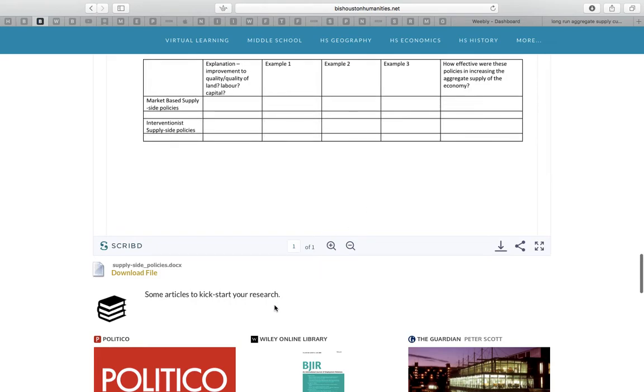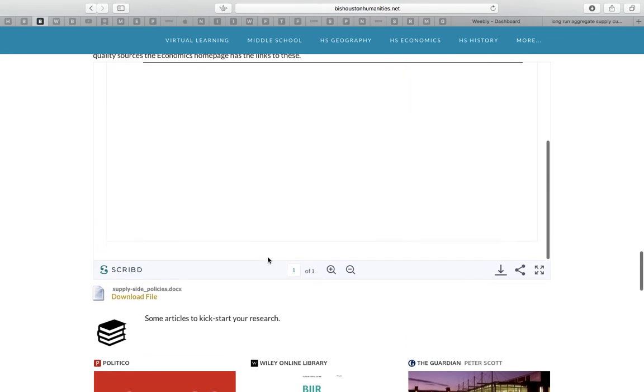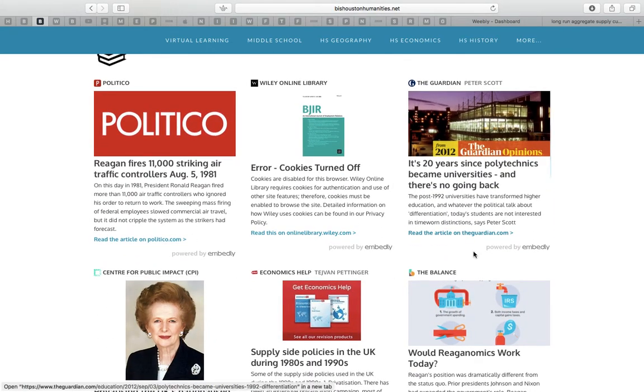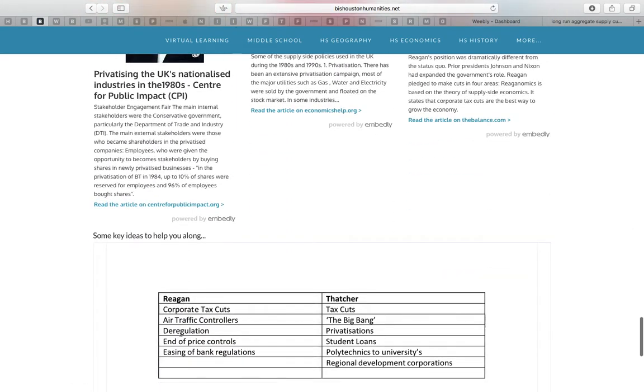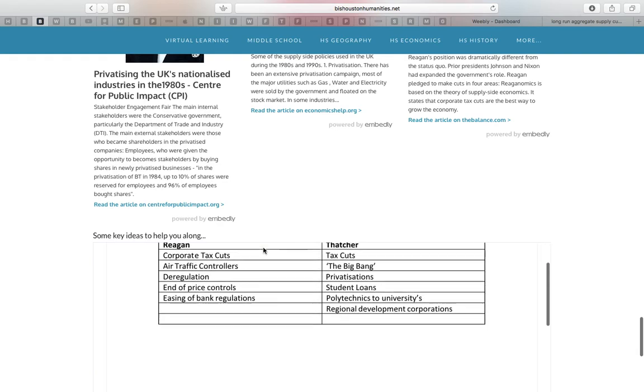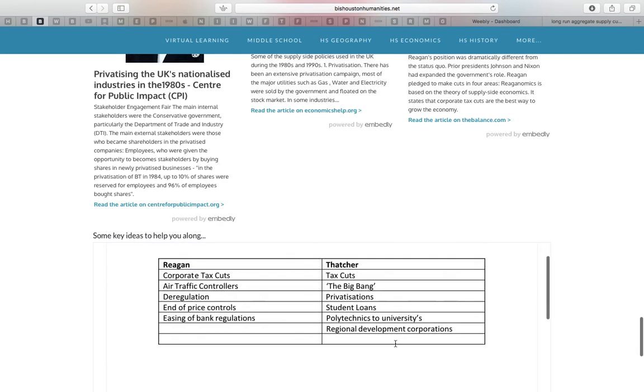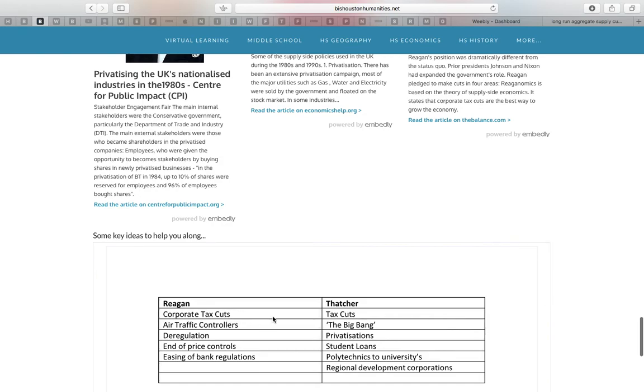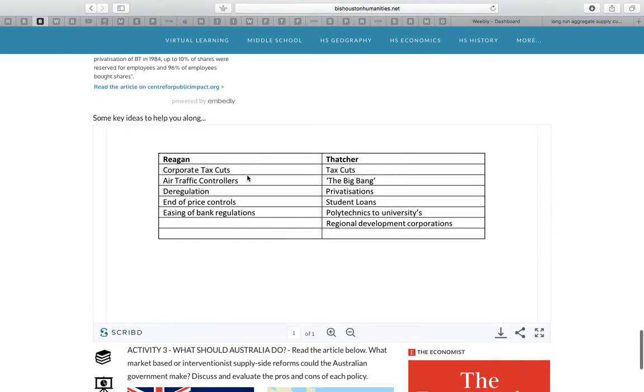To kickstart your research for the examples, I provided some articles below which may be helpful. There are 6 in total. Have a look at those. And there's some key ideas here that will help you along. So if you need to Google or do some research, these would be some good keywords to put into your search engine. If you're looking at, for example, how Reagan influenced supply-side policies, utilize these key terms. And if you're looking at maybe how Thatcher utilized supply-side policies, then you're looking at maybe these terms.